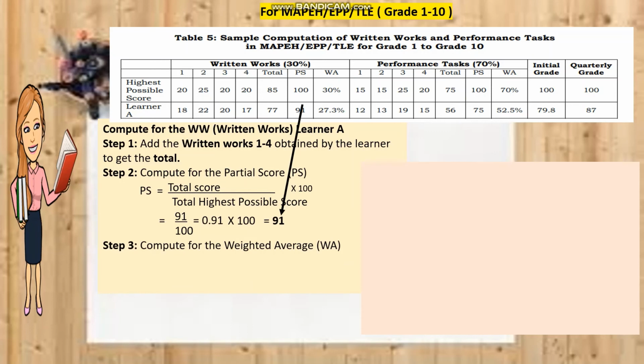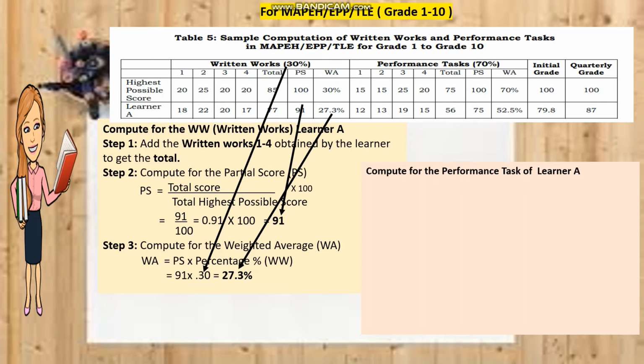Step 3. Compute for the weighted average. Weighted average is equal to partial score times percentage of the written works, is equal to 91 times 0.30. And the answer is 27.3%. Weighted average for the written works.